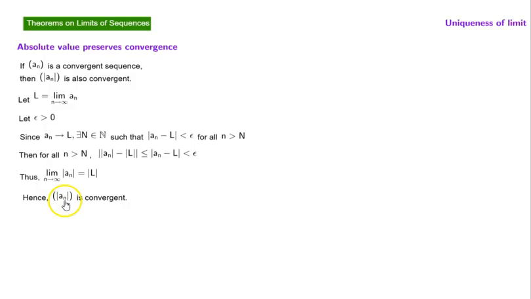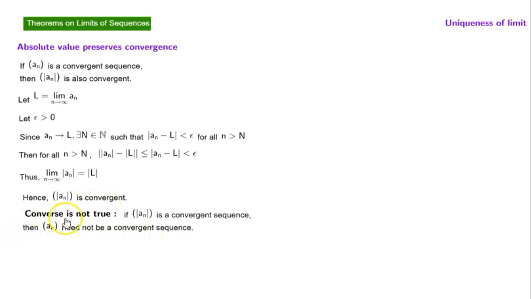Here we have a sequence whose terms are the absolute values of the original sequence. So if the original sequence is convergent, then this is also convergent. But remember, the converse is not true. If the sequence made up of absolute values of a sub n is a convergent sequence, then the sequence formed by a sub n need not be a convergent sequence. So that was our second theorem.